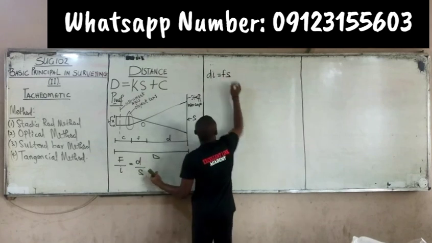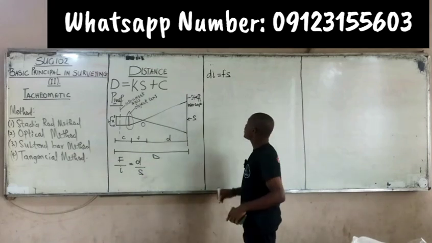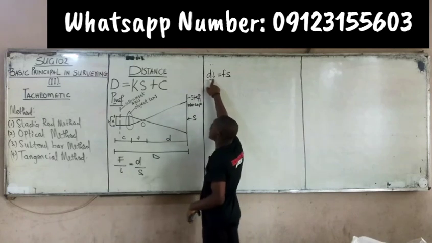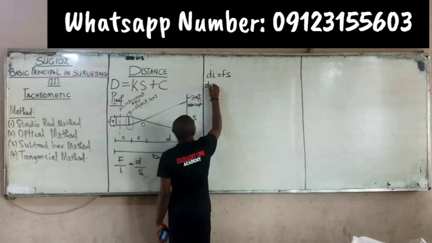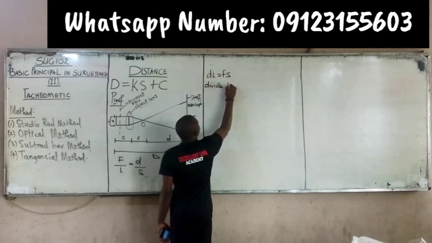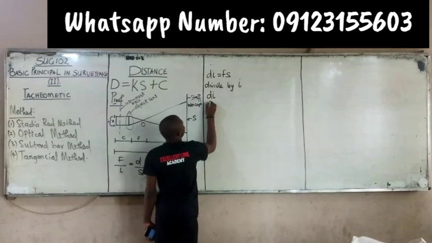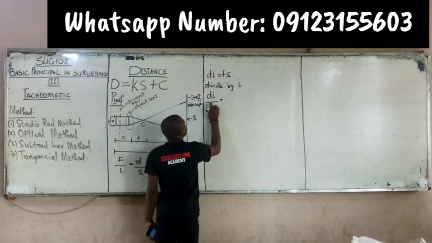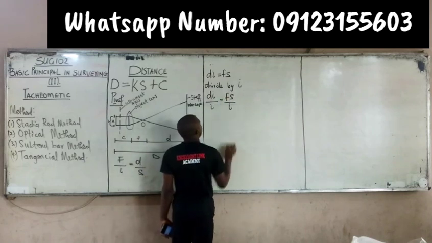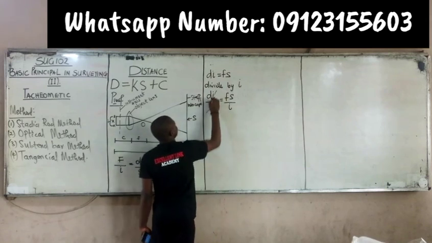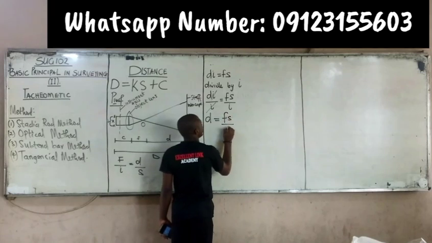Fx. Cross multiply, I'll have this. At this point now, I'll divide through by what? I, to make d the subject of the formula. So divide by I. I'll have dI over I is equal to Fx over I. At this point, this cancels out this. I'm left with d is equal to Fx all over I.